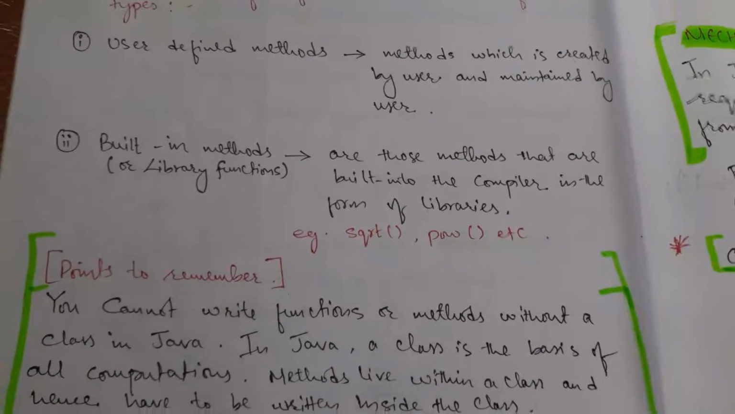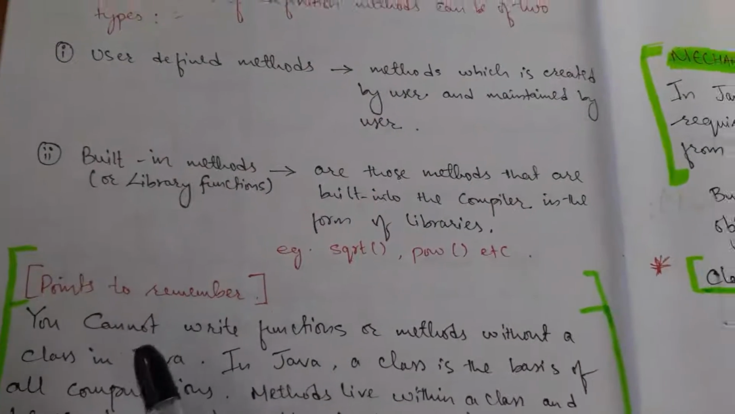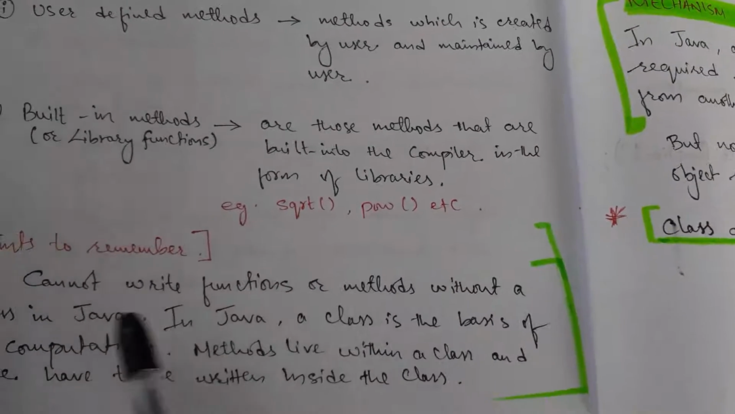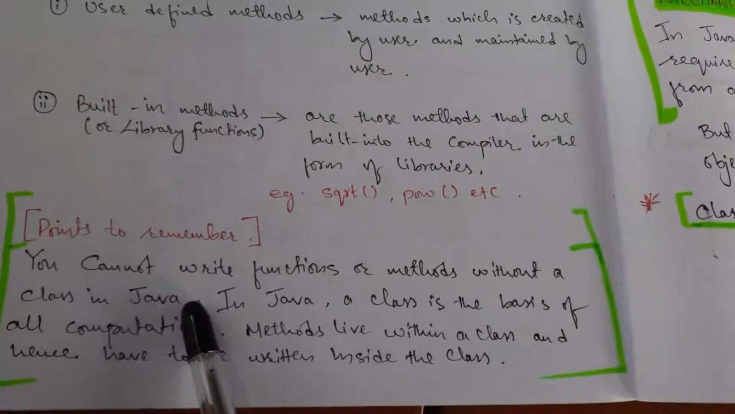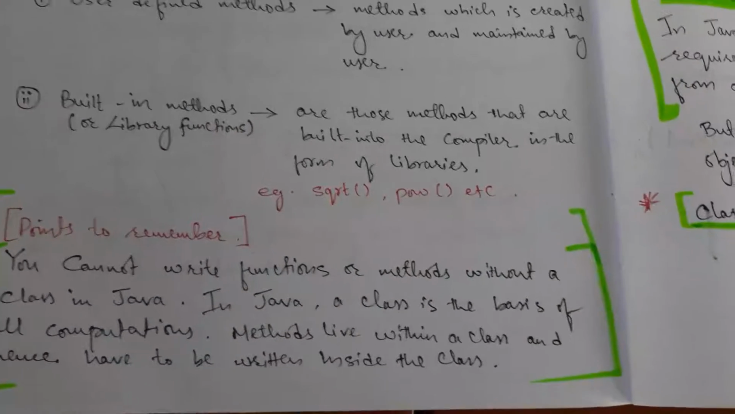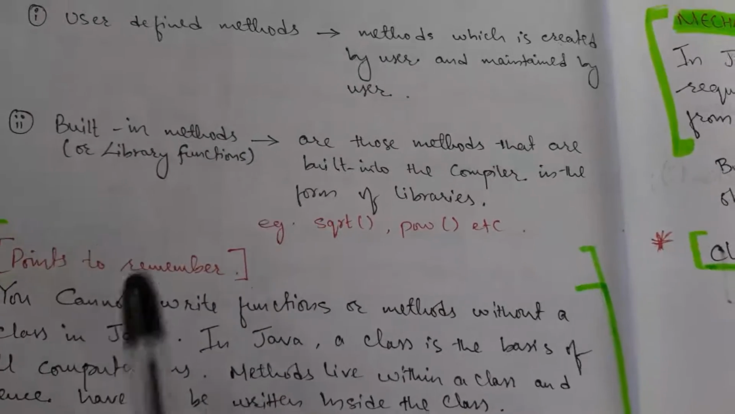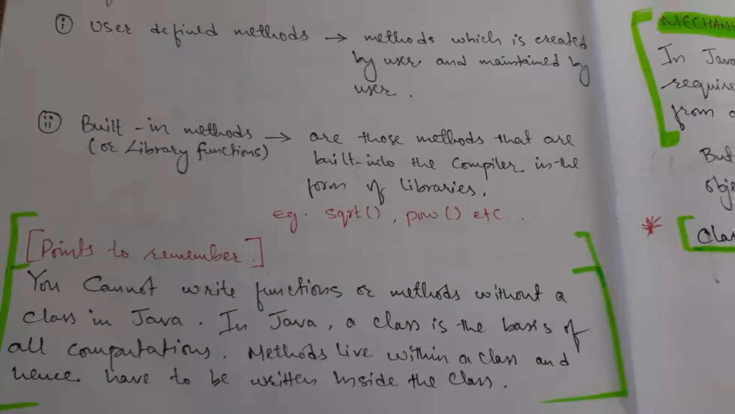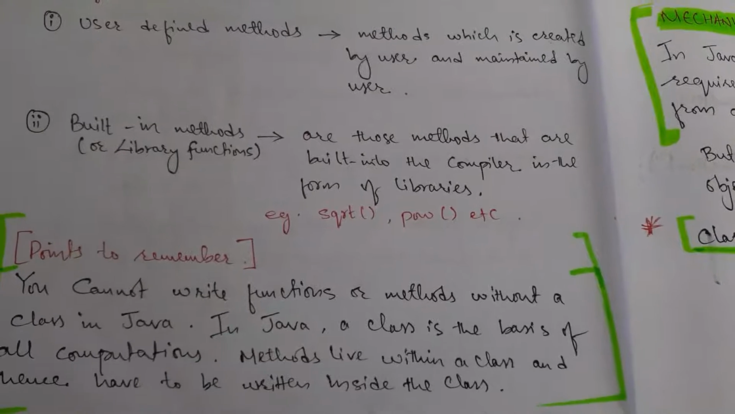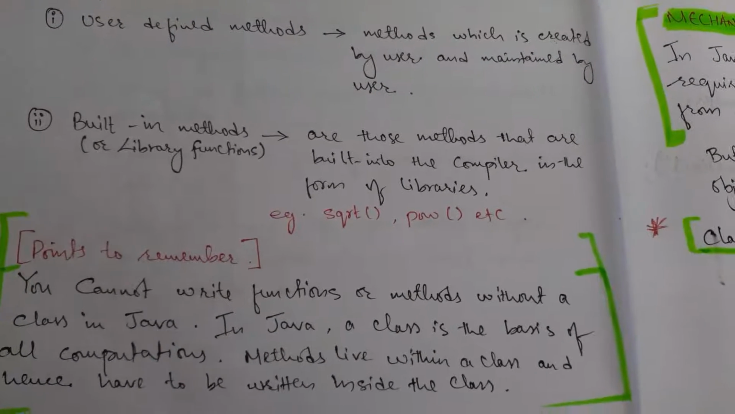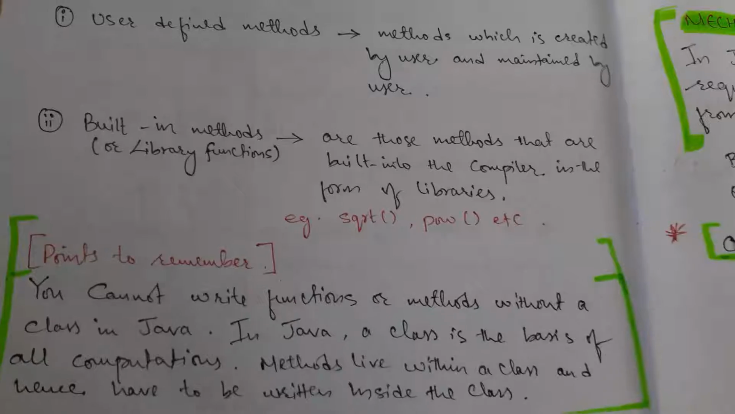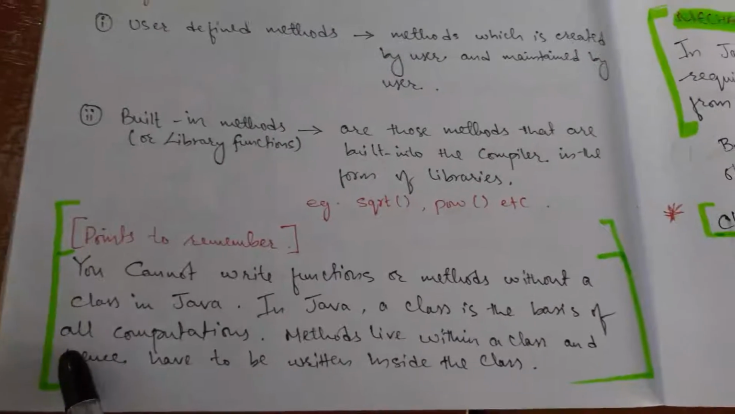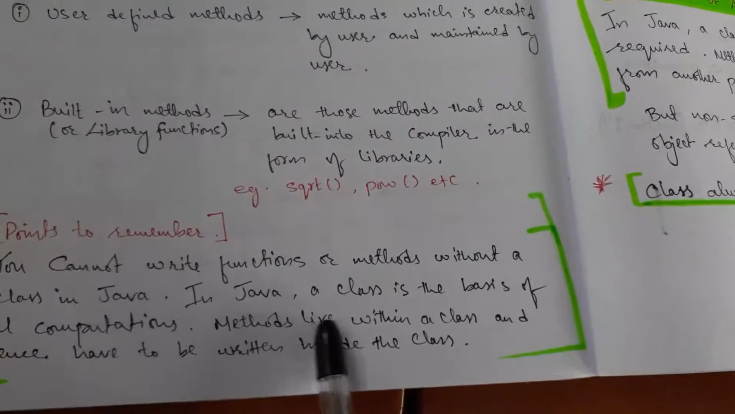The point you have to remember from this portion is that you cannot write functions or methods without a class in Java. That means without defining a class, we cannot write a method in Java programming. The first thing to remember is that we have to create a class, and inside the class only the method can be written. So in Java, a class is the basis of all computation. Methods live within a class.